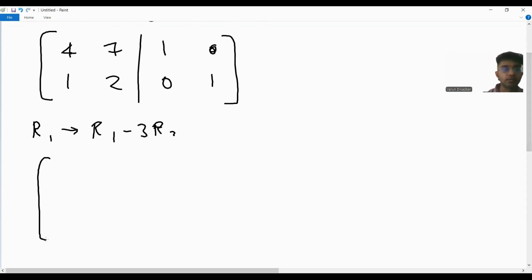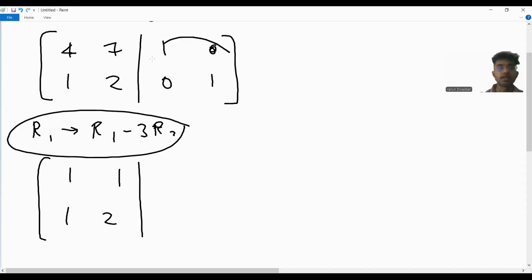So 4 becomes 4 minus 3 into 1, right? Which makes it 1. And 7 becomes 7 minus 3 into 2, right? Which makes it 7 minus 6, that is also equal to 1. And this remains 1, 2. So you have to do this on this side as well, right?